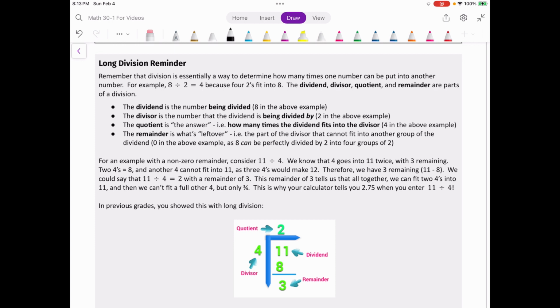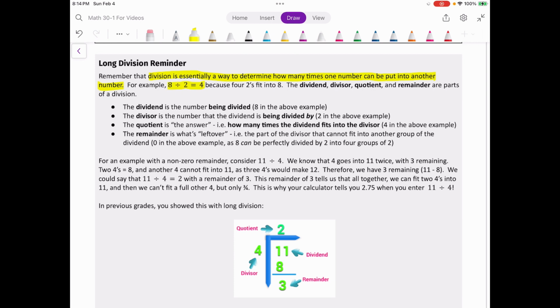Now, it's been a while, I get it, for long division. You divide stuff all the time, and you do it so much that it's possible you've forgotten about what it's really about, right? What is division really about? It's actually a way to determine how many times one number can be put into another number. Right? I know we've been doing division for so long now that we forget that fundamental definition of it, right? Why is 8 divided by 2 4? We just say it, 8 divided by 2 is 4.